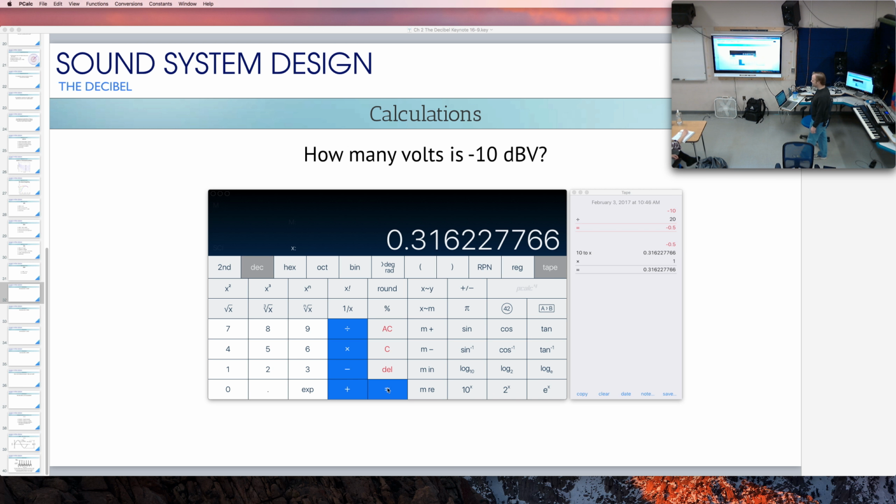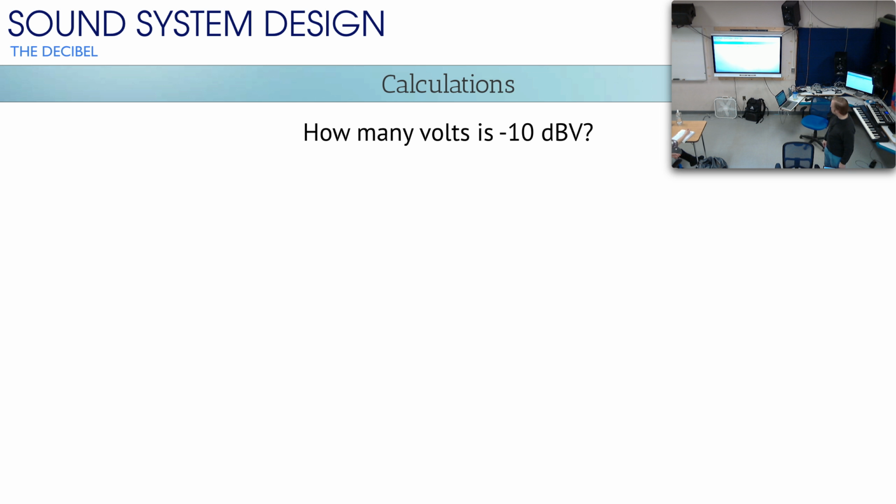Okay? So, what did you put in for volts again? After you did negative 0.5, then what did you do? The 10 to the x. Yeah, 10 to the power of x. So when you said the reference level for dBV, in the slide, it said 0 dBV equals 1 volt. So that's the reference level.